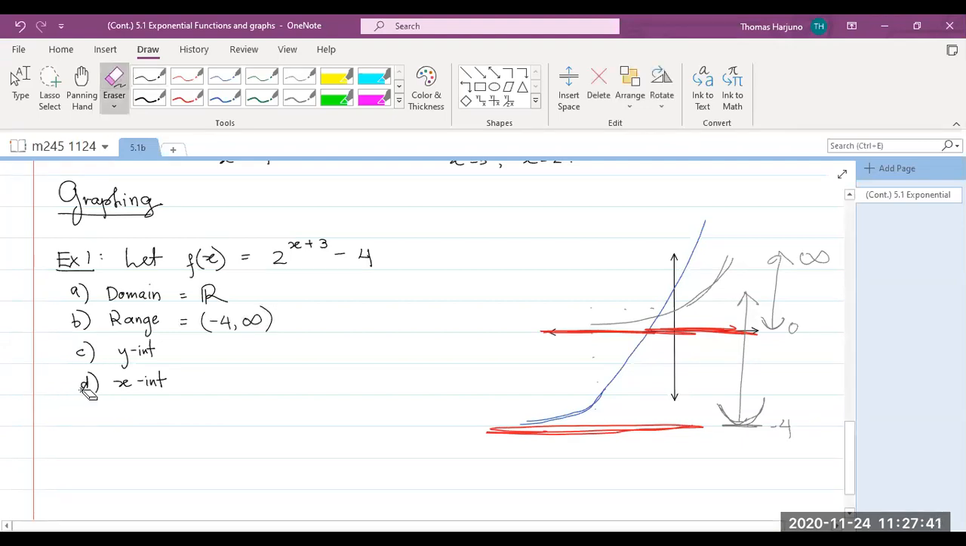Now then how about the y-intercept? When it comes to the y-intercept, let's do computation. What happened to f(0)? f(0) equals 2 to the 0 plus 3 minus 4. That's 2 cubed minus 4, which is 8 minus 4. That's 4. So the y-intercept is (0, 4).